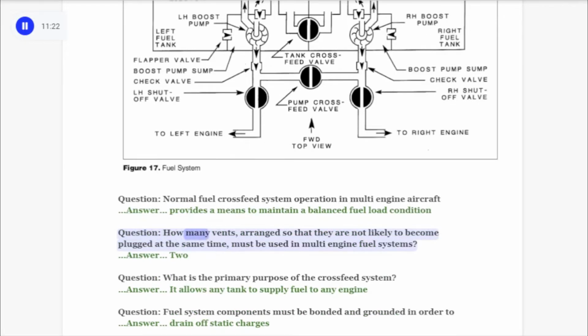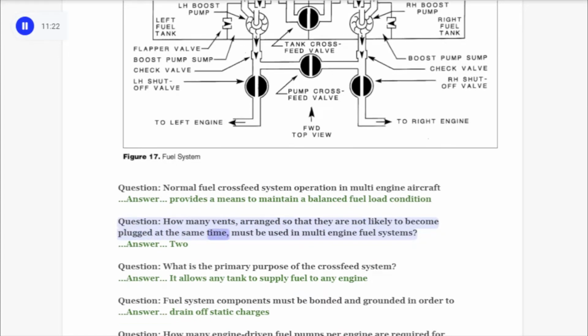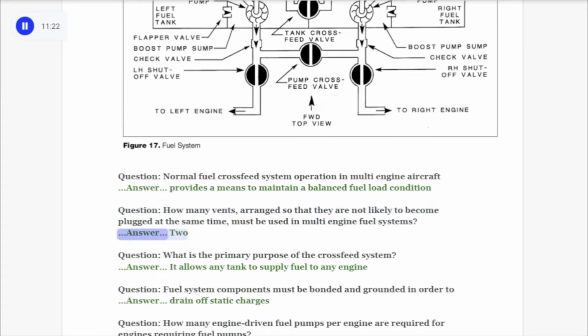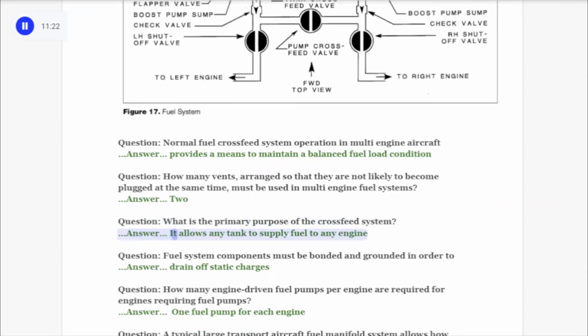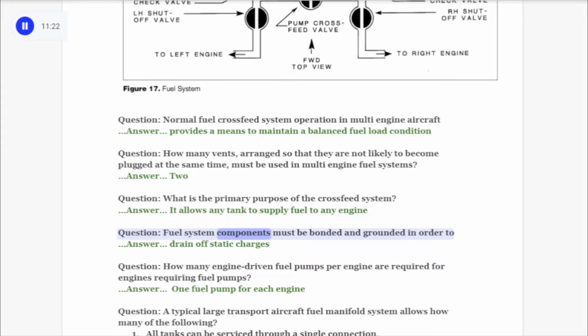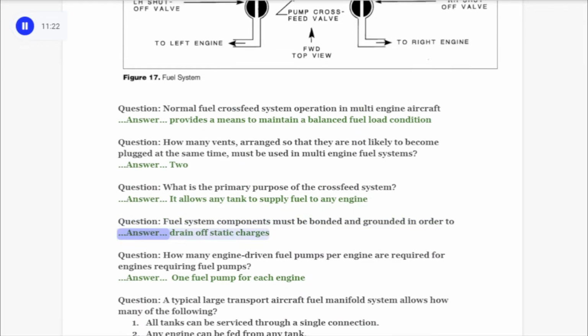Question: how many vents, arranged so that they are not likely to become plugged at the same time, must be used in multi-engine fuel systems? Answer: 2. Question: what is the primary purpose of the crossfeed system? Answer: it allows any tank to supply fuel to any engine. Question: fuel system components must be bonded and grounded in order to. Answer: drain off static charges.